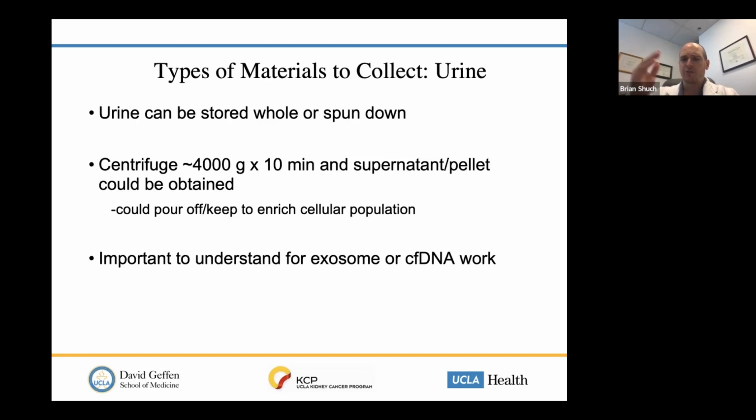So I think going through each type of thing, obviously urine could be stored whole, it could be spun down. A good centrifuge is great for your lab. Clearly decide if you want the supernatant or the pellet. You're going to figure out if you pour it off, or maybe you want to enrich different cellular, subcellular populations. And I think things like exosomes or cell-free DNA, clearly that's more important.